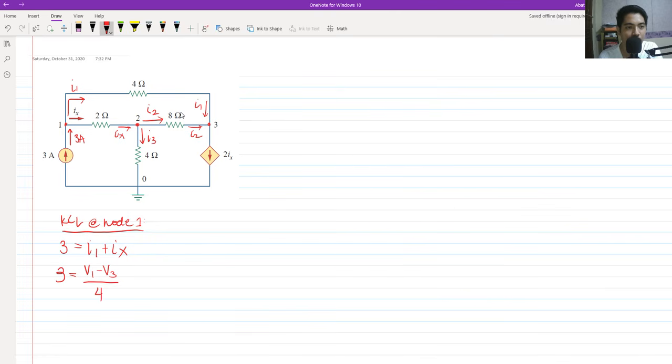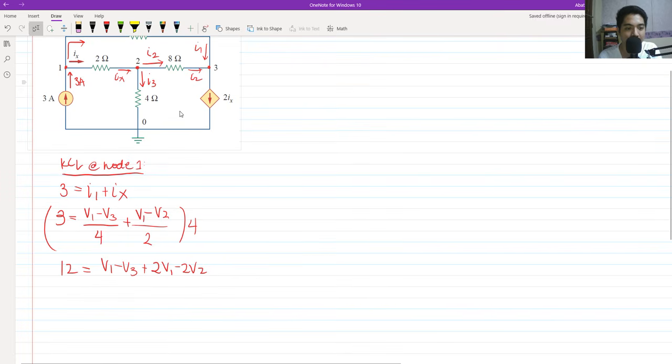Potential at 1 minus potential at 3, all over the 4 ohms. And I sub x is the potential at 1 minus the potential at 2, all over 2. So we multiply this by 4, and we have 12 equals V sub 1 minus V sub 3 plus 2V sub 1 minus 2V sub 2. I already distributed the 2. So 2V sub 1 plus V sub 1 is 3V sub 1, then minus 2V sub 2, and minus V sub 3, equals 12.